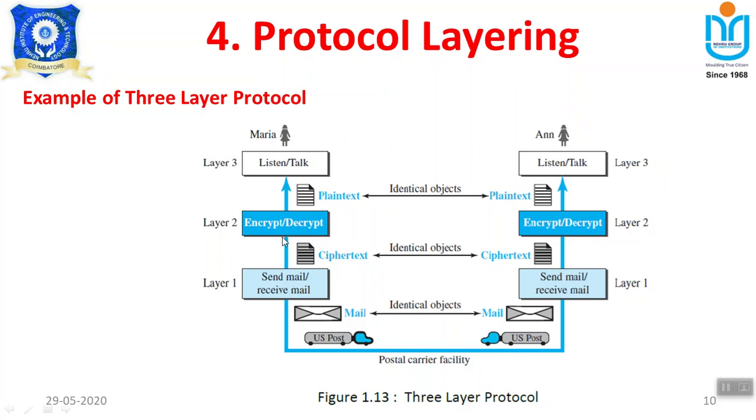In layer 2, she has created a message. That readable message is called plain text. So she created a mail, and the mail has some content. That content is called plain text. Plain text is nothing but the readable form. So what will happen in layer 2 is that whatever information is available in the plain text message has to be encrypted. Why does it have to be encrypted?